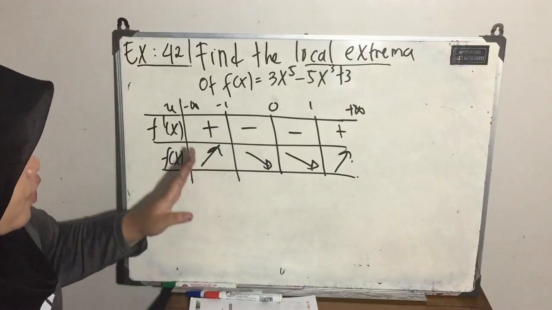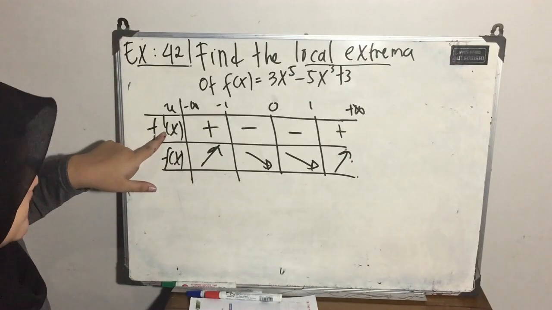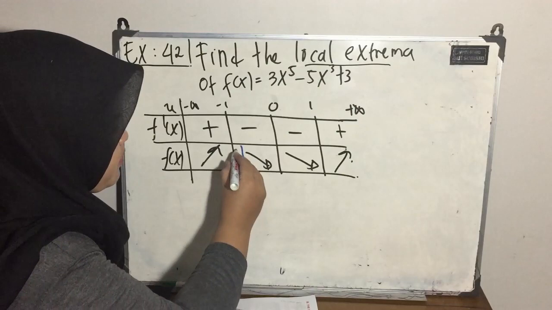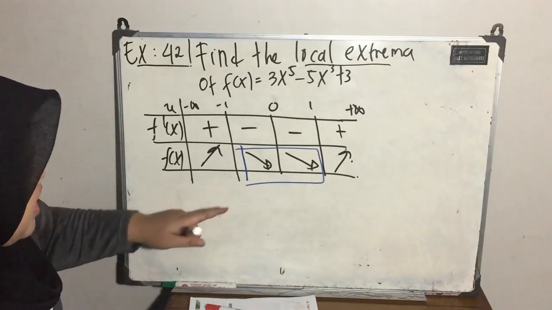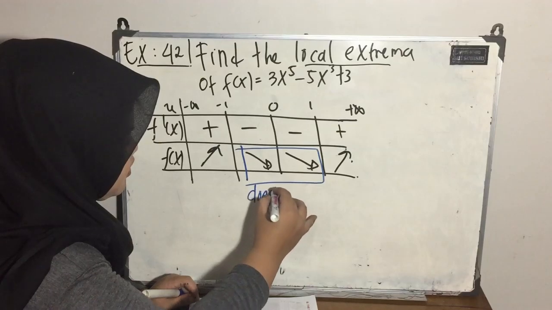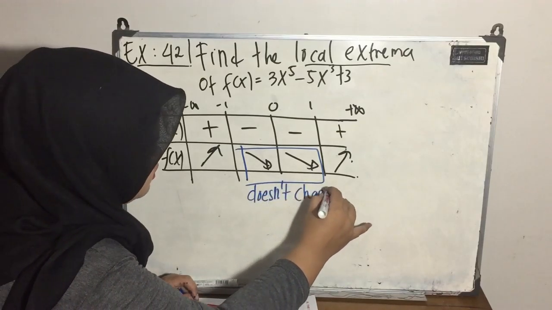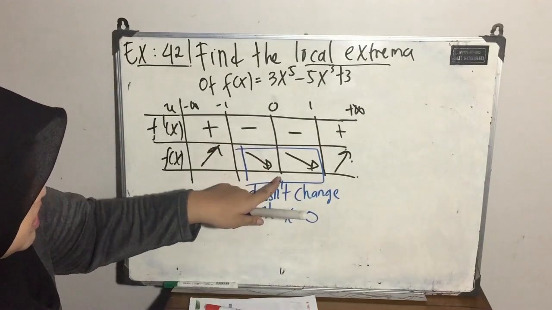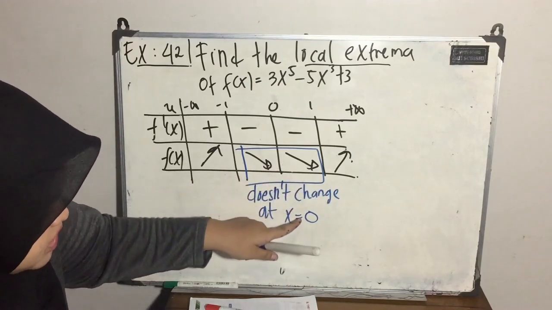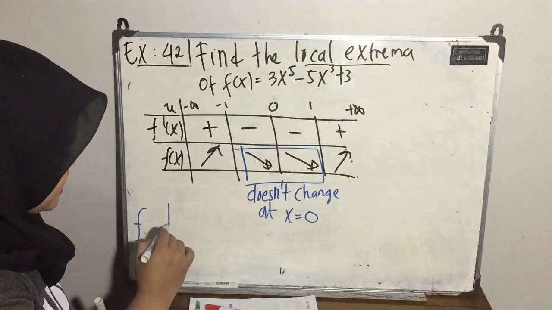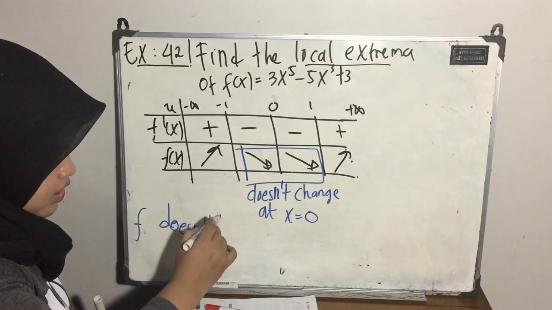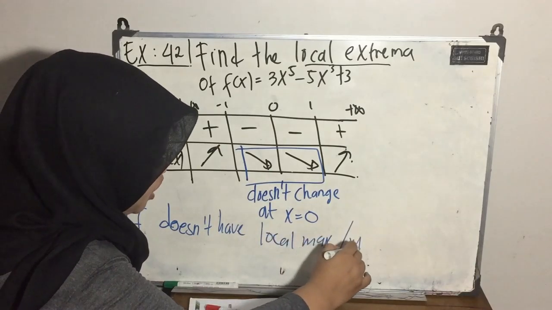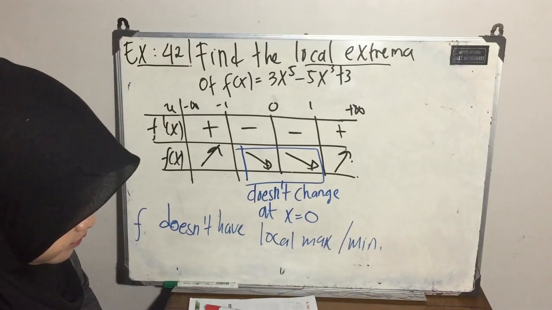Okay, everyone, from here we see the first derivative doesn't change sign at x equals 0. Because the arrow is the same, it doesn't change, so f doesn't have a local max or minimum at x equals 0. Okay, everyone.